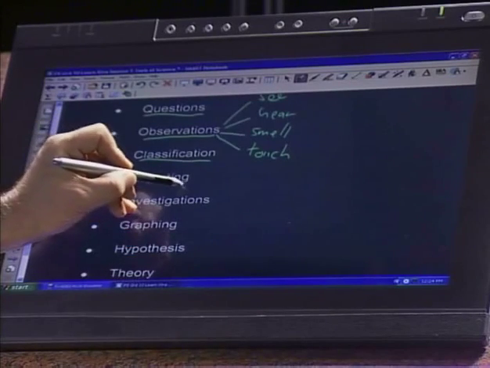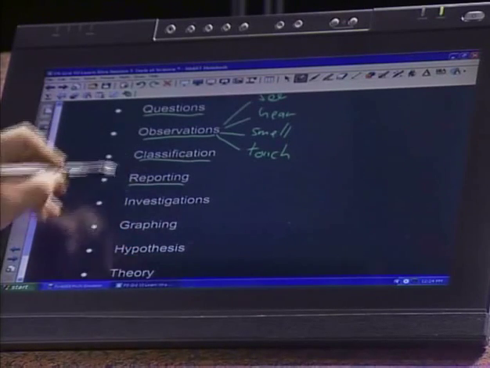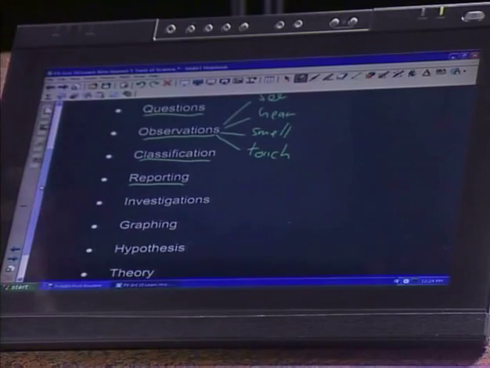But you know what? Other people do that as well. Librarians classify things. There's a whole library classification system, and researchers do it as well. So we mustn't think that all these skills are unique to scientists, but there are things that scientists do. Other things that you might not be aware of is that scientists do some reporting. Having done an investigation of some sort, having collected their observations, they're going to write them down.